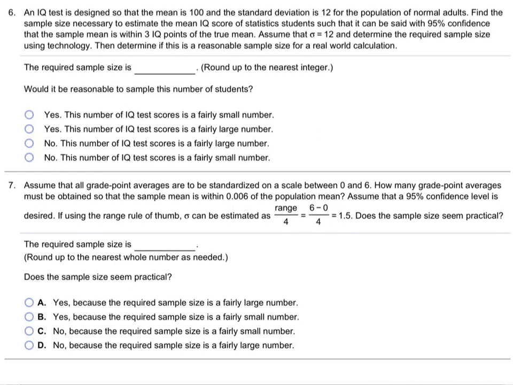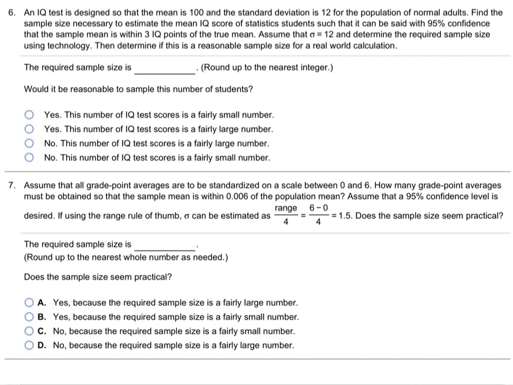We want to do, again, we're planning to do a study. We need to know how many people to survey. So if you're forming a statistical study, you determine ahead of time how many people you need to talk to to get the kind of accuracy you want. An IQ test is designed so that the mean is 100, standard deviation 12, population of normal adults. Find the sample size necessary to estimate the mean IQ scores of statistics students, such that it can be said with 95% confidence that the sample mean is within 3 IQ points of the true mean. Assume that sigma is 12, and determine the required sample size using technology.